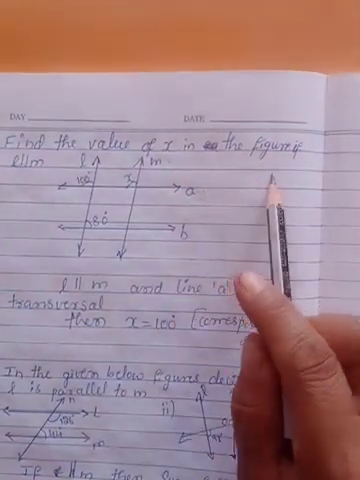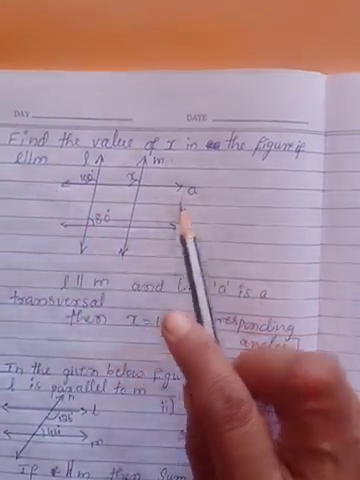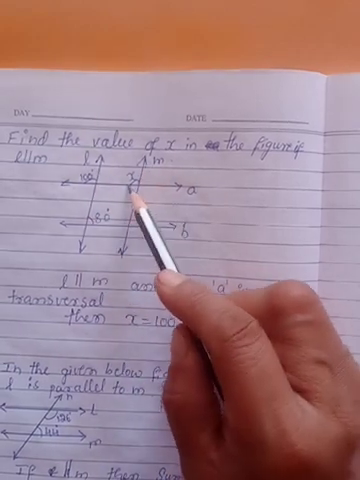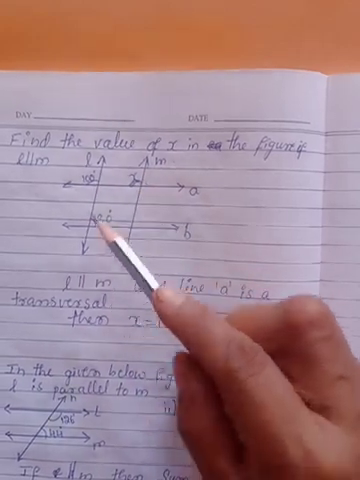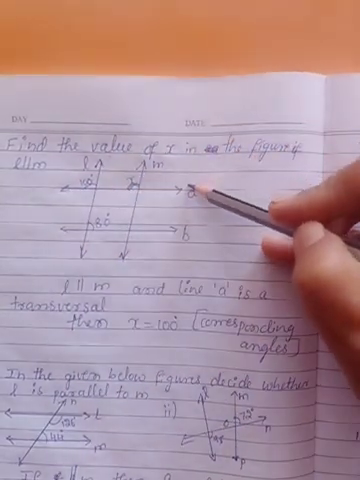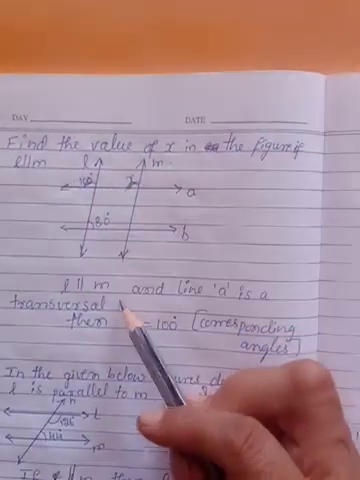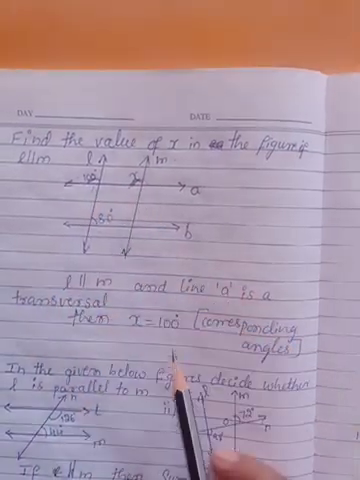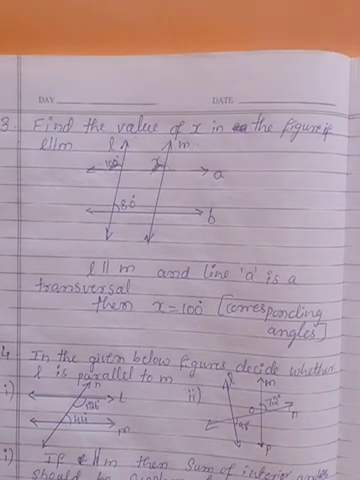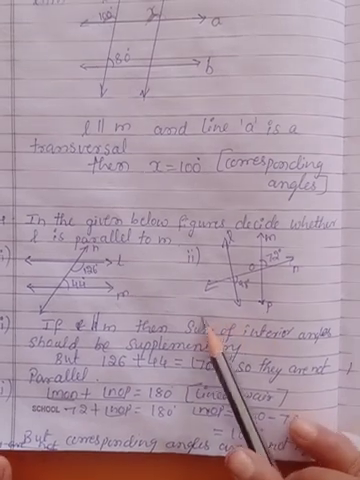Find the value of x in the figure if L is parallel to M. L and M are the parallel lines. We have to find the x value. Very simple. These are parallel lines, and it is a transversal. Then what type of angles are they? Corresponding angles. Therefore, x will be 100 only. Easily we can find that. Next, we will move to one more problem.